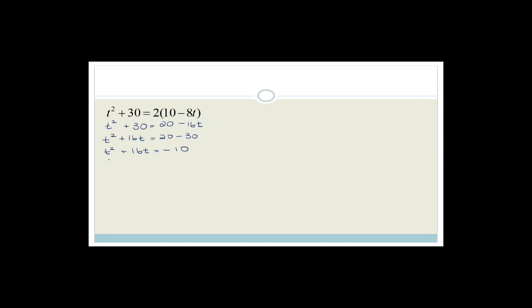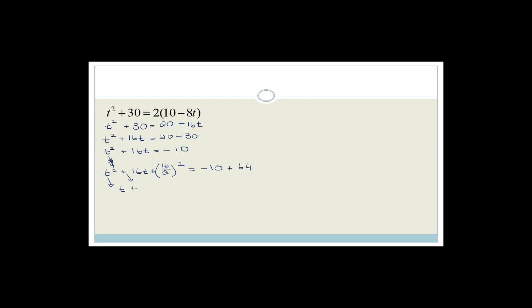So the next step we're going to do is complete the square. So it becomes t squared plus 16t plus, halve this and square it, so it becomes 16 over 2 all squared is equal to minus 10 plus 16 divided by 2 is 8, and 8 squared is 64. Okay. So then we go, square root of t squared is t.